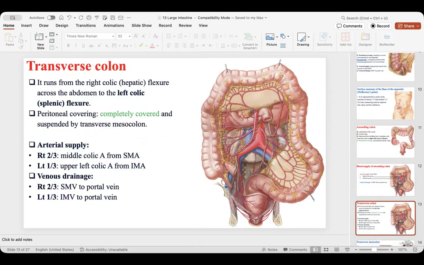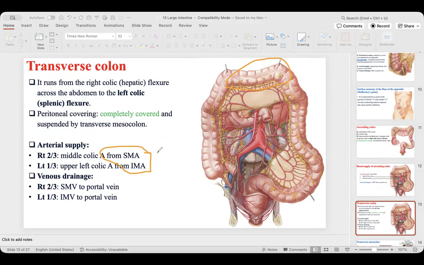What about the transverse colon? The transverse colon here has two parts: the right 2/3 from the midgut and the left 1/3 from the hindgut, so it has a double blood supply. Very important. The transverse colon, midgut and hindgut, has a double blood supply.